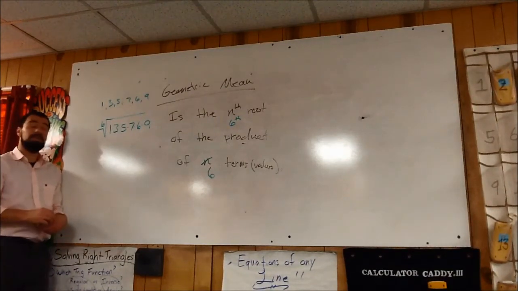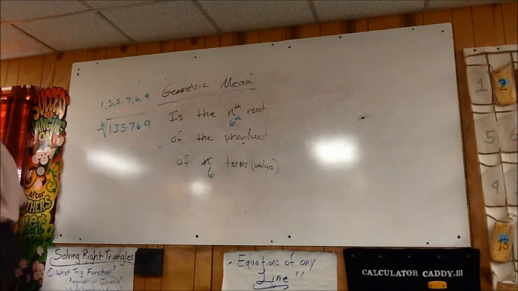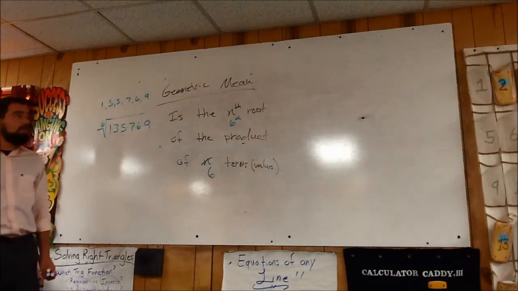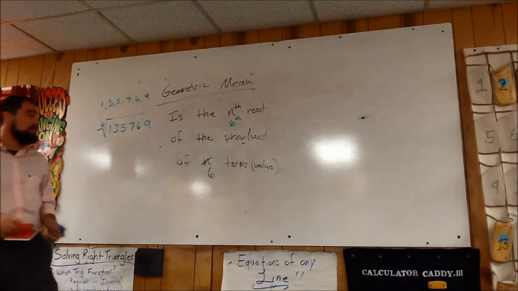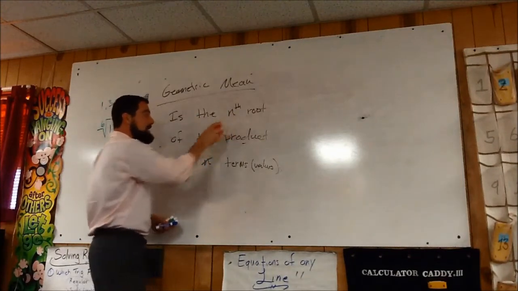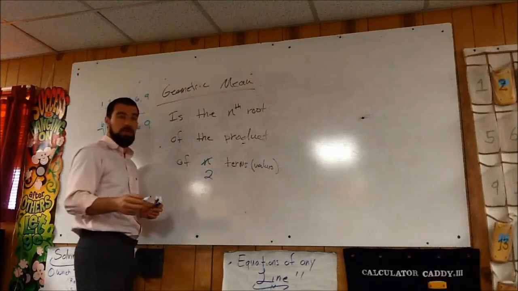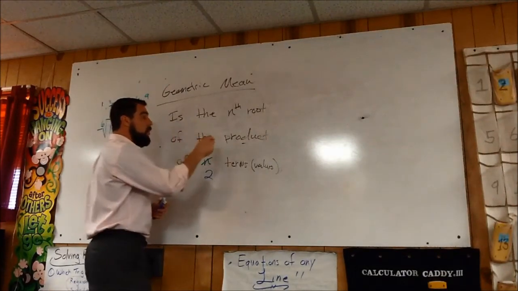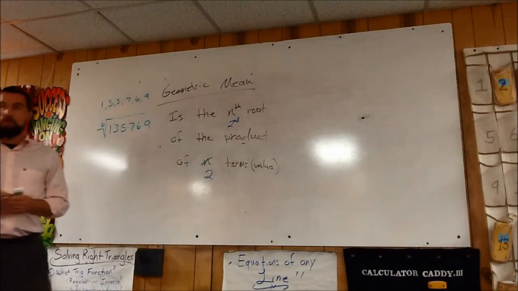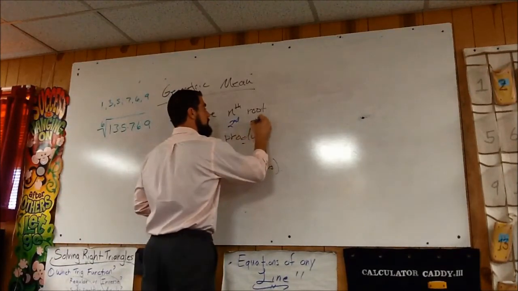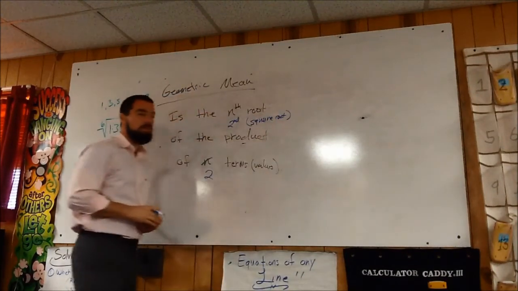Now, in this class, geometry, we are mostly going to be dealing with the geometric mean of only 2 values, 2 terms. So if I have 2 terms, n is equal to 2, then what is the 2nd root? What do we call that? Square root. Okay, so aka square root, that is the 2nd root.